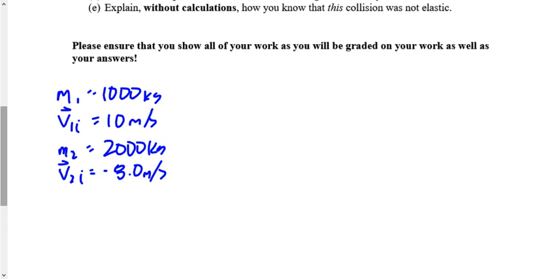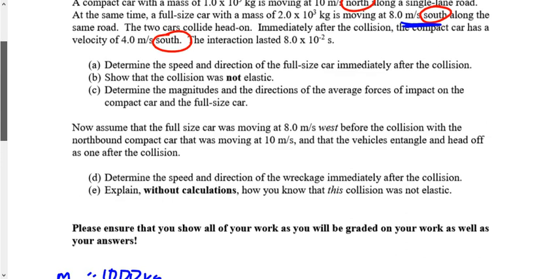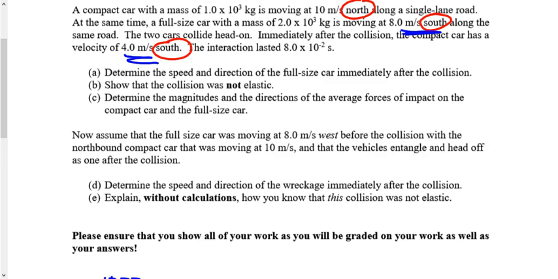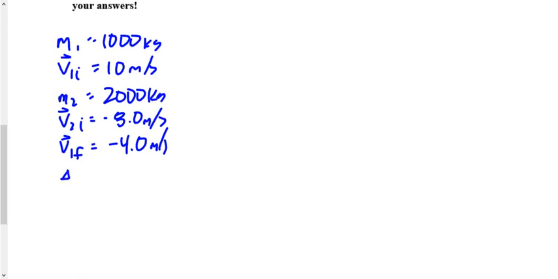It says after the collision, the compact car, so that would be V1F, has a velocity of 4 meters per second to the south. We circled the south once again to remind ourselves that that should be a negative value. V1F, the compact car, is negative 4 meters per second. We also have a time of impact of 8.0 times 10 to the negative 2 seconds. The first thing we're looking for is V2F.